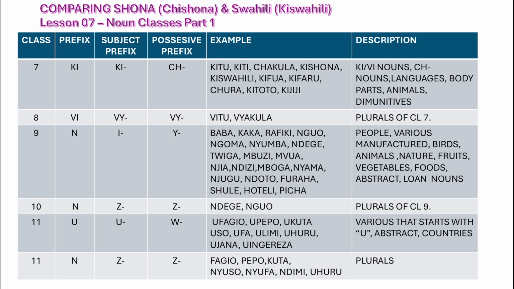Upepo is pepo. Ukuta is kuta. Uso, the plural is nyuso. The plural of ufa is nyufa. The plural of ulimi is ndimi. The plural of uhuru is uhuru.